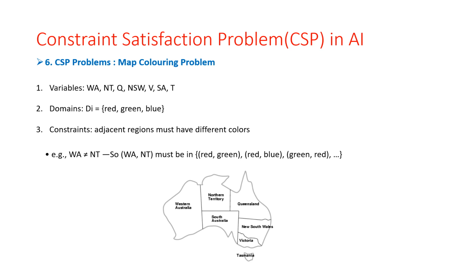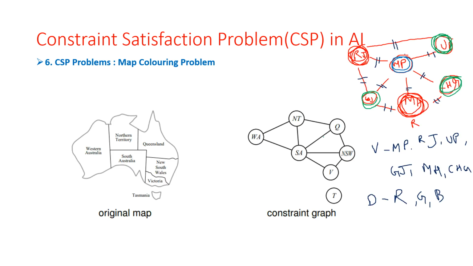So in this example, the variables are WA, NT, Q, NSW, V, SA and T. Domains are red, green, blue, and the constraint is what? Adjacent regions must have different colors. Okay, that means WA is not equal to NT, NT is not equal to SA, NT is not equal to Q, SA is not equal to Q, Q is not equal to NSW, SA is not equal to NSW, and Victoria also. Okay, see here.